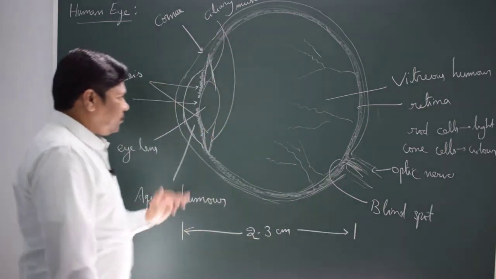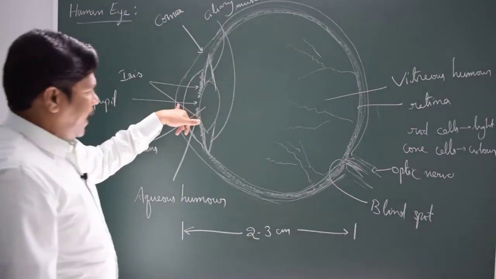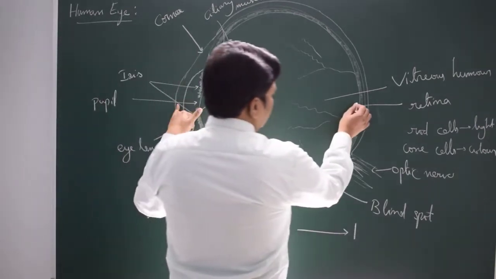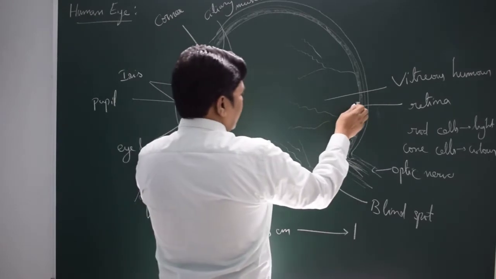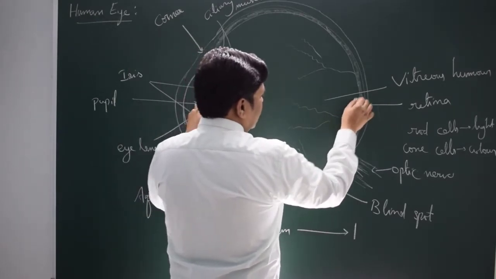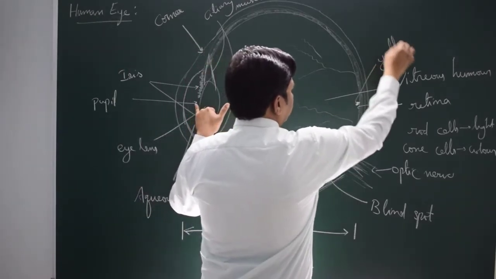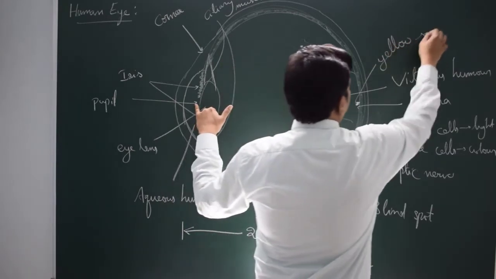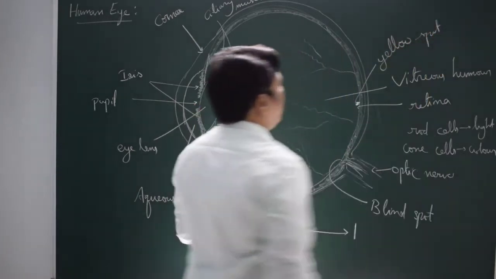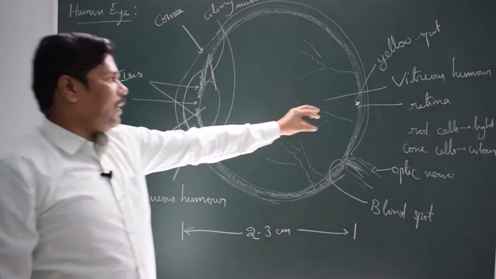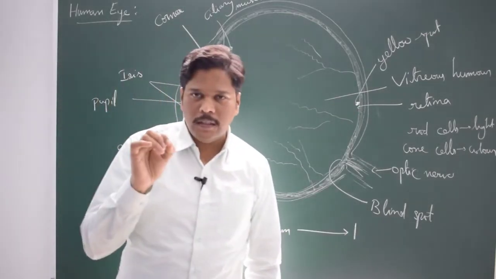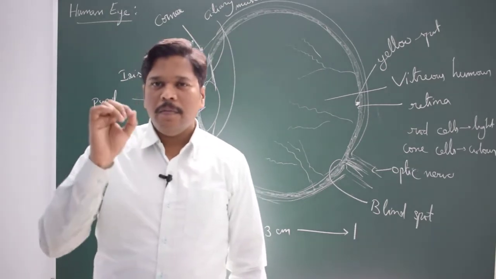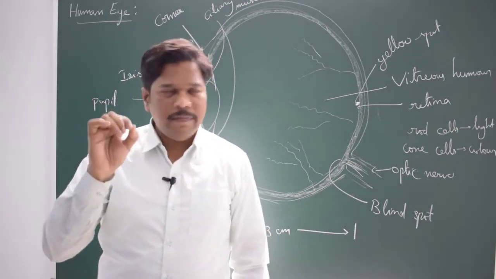Then the place exactly behind the pupil on the retina is called the yellow spot. Near the yellow spot, there are more cone cells present, which are sensitive to bright light and are helpful in identifying the colors.